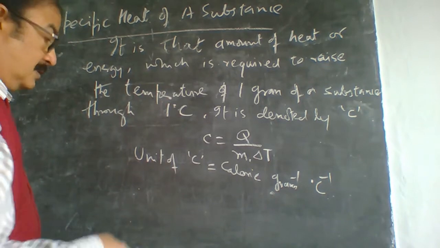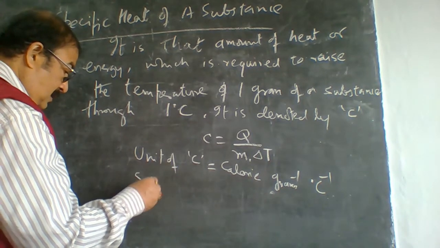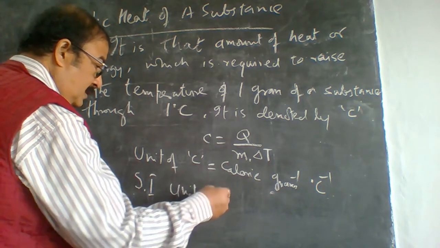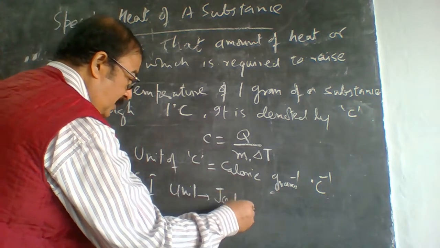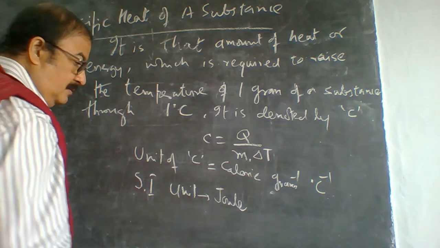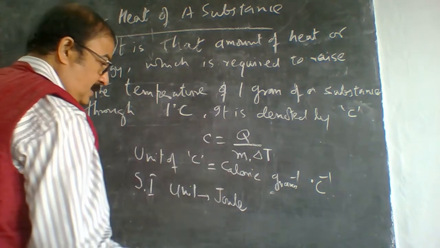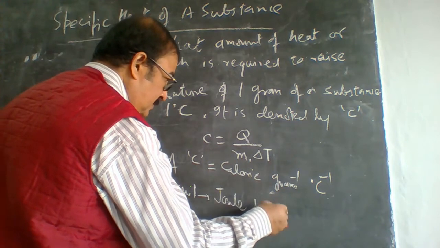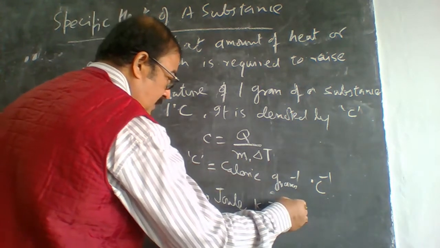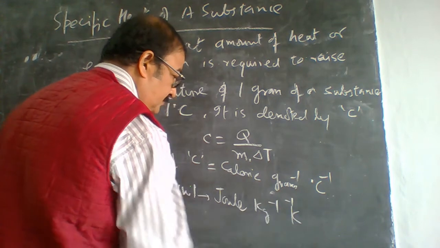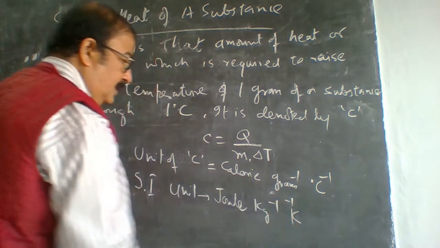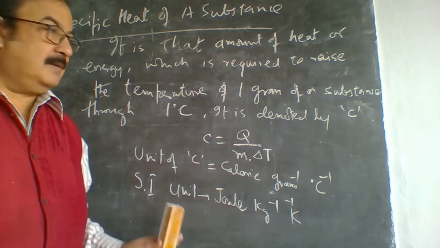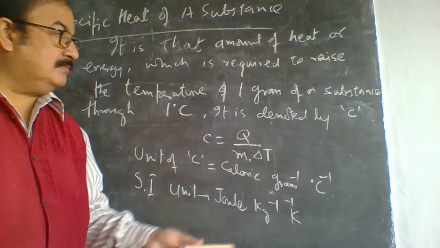In the SI system, SI unit, we have only joule as the unit of all types of energy, including heat. Joule per kg minus 1, and it is Kelvin minus 1, because mostly we take Kelvin as our SI unit of temperature. This is what we have, the unit system of our specific heat.